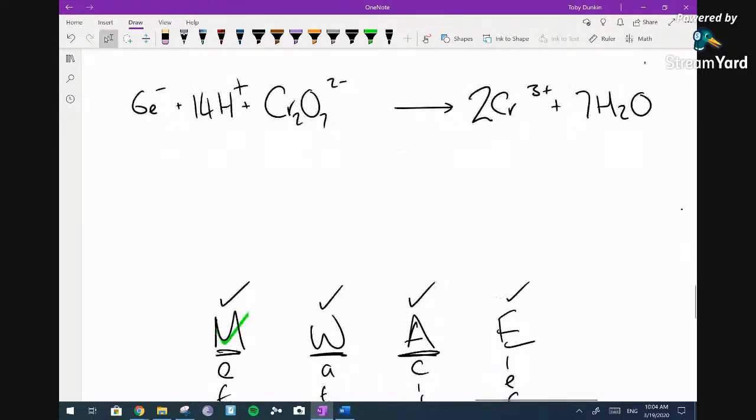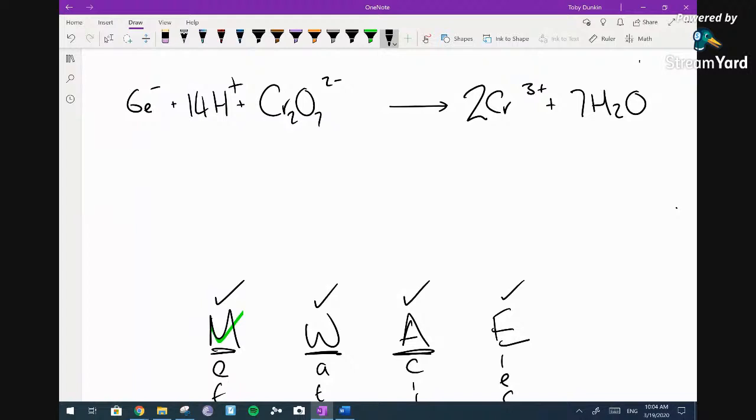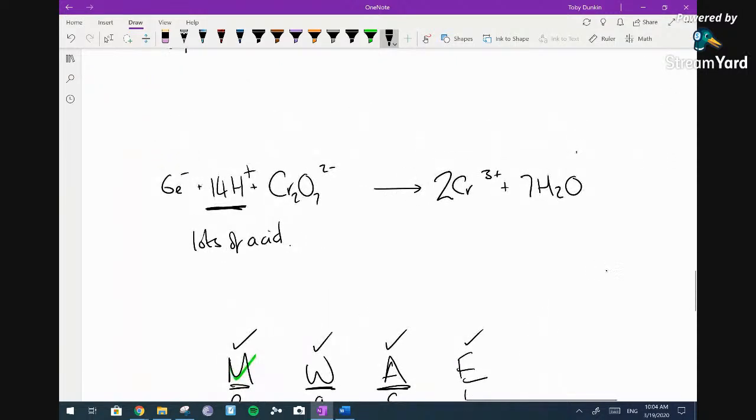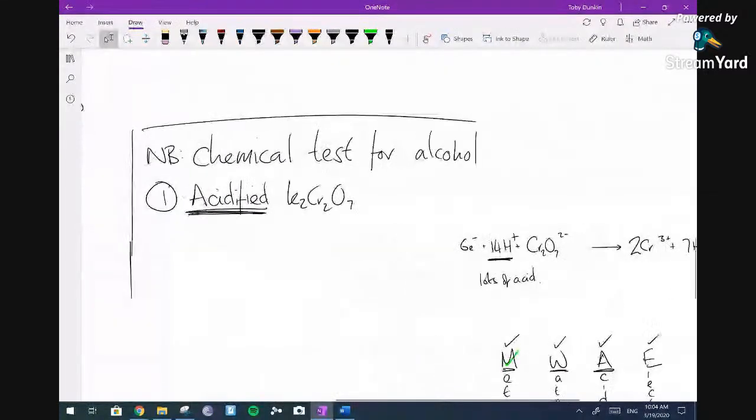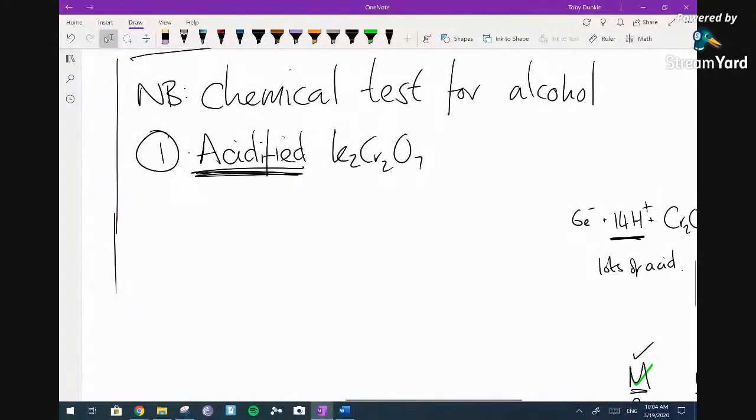And the reason why I did this was it explains why it needs to be acidified. This tells us that I need lots of acid in order for this equation to go to completion. I've got to provide those H pluses for the redox equation to occur, for the oxidizing agent to be able to do it. Hence, it needs to be acidified. I don't like that, though.